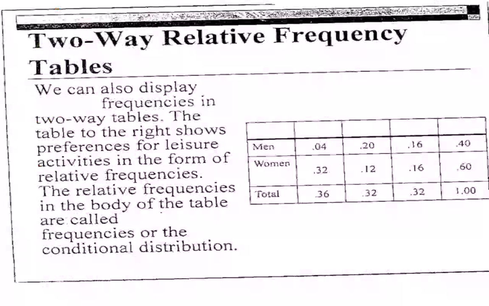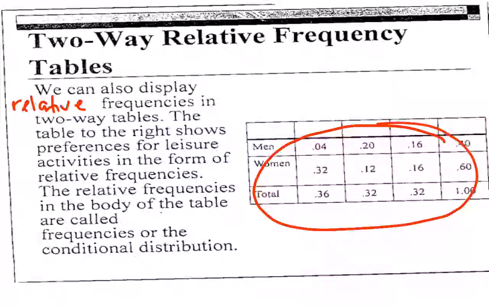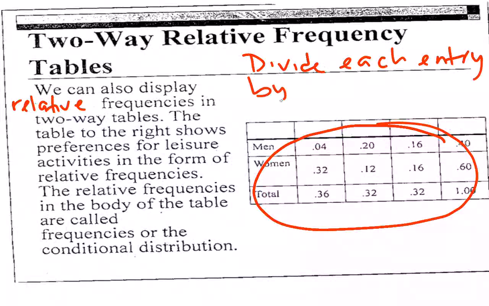We can also display what we call relative frequencies. Now, relative, that means I'm being compared to something. So how we've gotten all of these numbers over here is we divided each entry in my table, every single one, by the total. I divide each entry by the total.